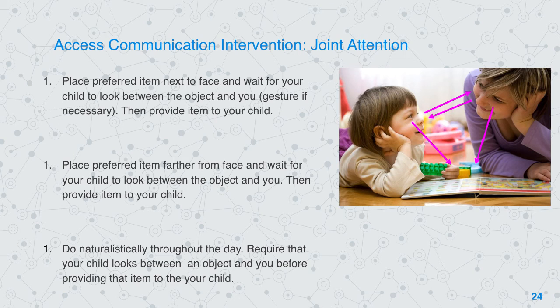So again, just a systematic way to work on this with your child at home. You might want to start by placing a preferred item next to your face and wait for your child to look between the object and you, and then provide that item to your child. Next, and I'm realizing that these all say one, but next, maybe place the preferred item farther away from your face and wait for your child to look between the object and you. Again, then provide that item to your child. And then lastly, just do this again naturalistically throughout the day. Require that your child looks between you and an object, or looks at you if you're engaging in an activity with them before providing that item to your child.